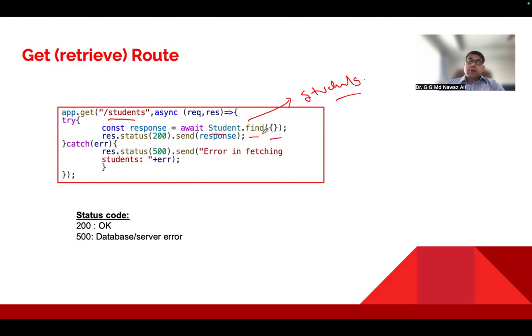That means it will find everything from this collection, and then it will send it into the response variable, and then we send the status code 200 and send the response. And if there's an error, then we send status code 500 and send what the error is. So 200 status code means okay, 500 means a database or server type error. Later we can use those status codes when you connect with the React part for the front end, to handle these responses.